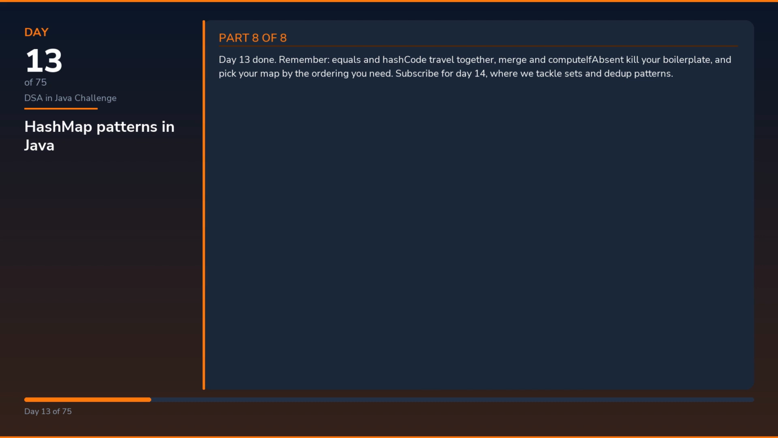Day 13 done. Remember, equals and hashCode travel together, merge and computeIfAbsent kill your boilerplate, and pick your map by the ordering you need.